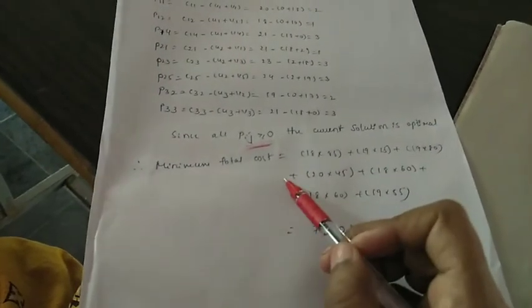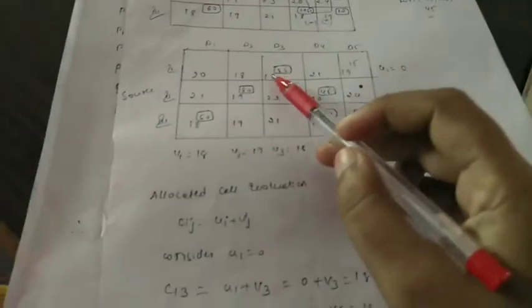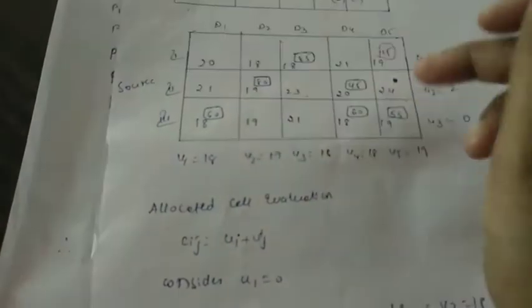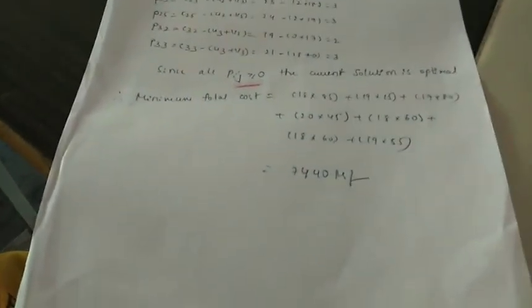So how to find the minimum total cost? The minimum total cost is 85 into 18 plus 15 into 19 plus 15 into 19 plus 80 into 19 plus 45 into 20 plus 16 into 18 plus 60 into 18 plus 55 into 19. So we put all these in and find out the minimum total cost, that is 7,440.